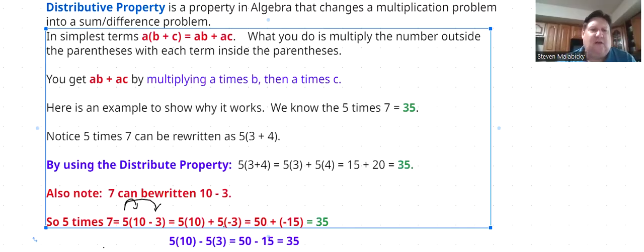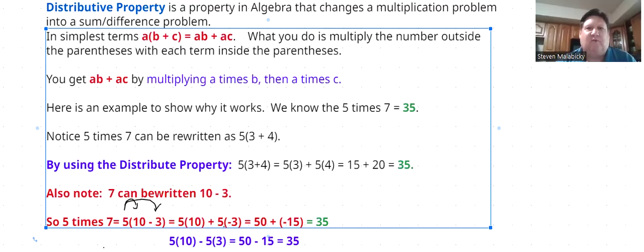We also know that 7 can be written in subtraction form, like 10 minus 3. So if I did 5 times 7 and wrote it as 5 times (10 minus 3), that's 5 times 10 plus, now if we use the formula from up here, you put a plus sign here and then multiply these two numbers, and these two numbers are 5 and negative 3. So by using the formula exactly how it's written, it's 5 times 10 plus 5 times negative 3. 5 times 10 is 50. 5 times 3 is negative 15.